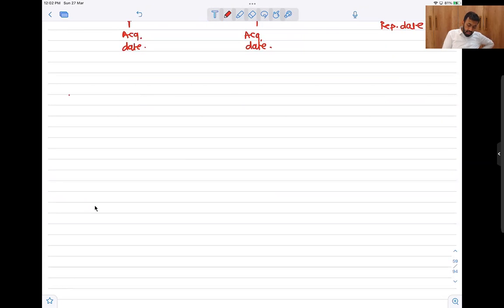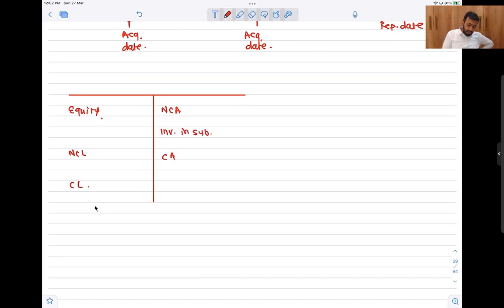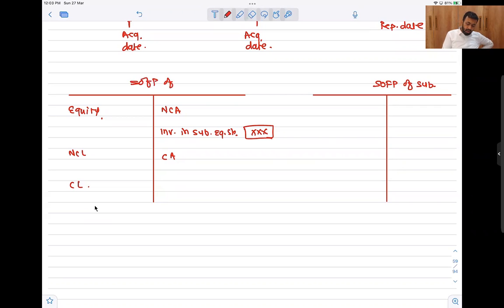Now, let's say this is your standalone financial statements, where you will have non-current assets, current assets, non-current liabilities and current liabilities. You will also have equity. You will have here investments in subsidiaries, equity shares. This amount you will analyze, correct? And if this is the SOFP of the subsidiary, this is the SOFP of the parent.